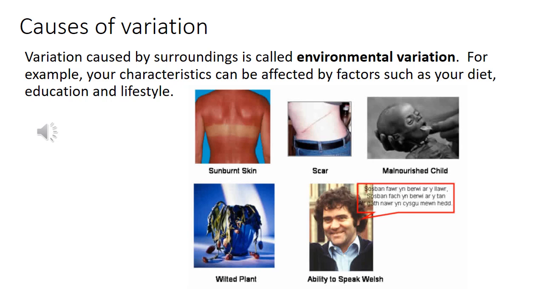So, for example, things like having a sunburn. You cannot inherit a sunburn. If your parents get a sunburn, it does not mean that you are going to be born with a sunburn. It's something that you get from the environment. Same thing as scars, as not having enough nutrients and being malnourished, having a poor diet. That is going to affect you, but it is not something that is inherited.